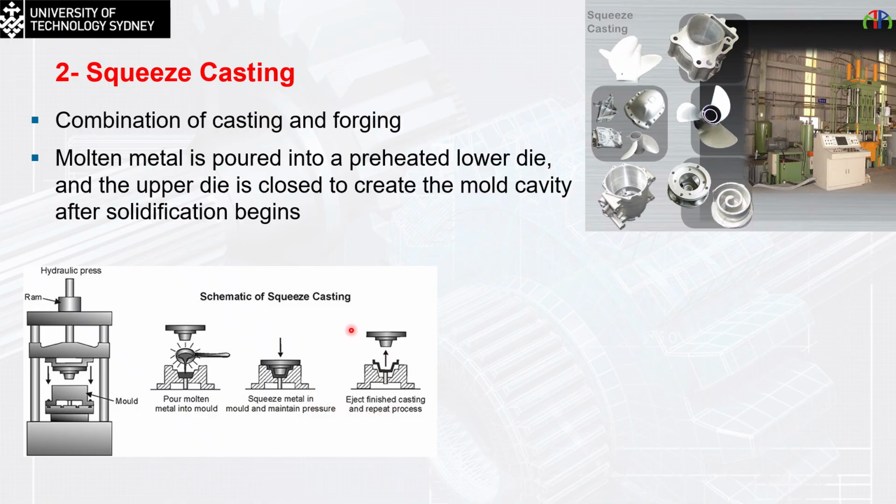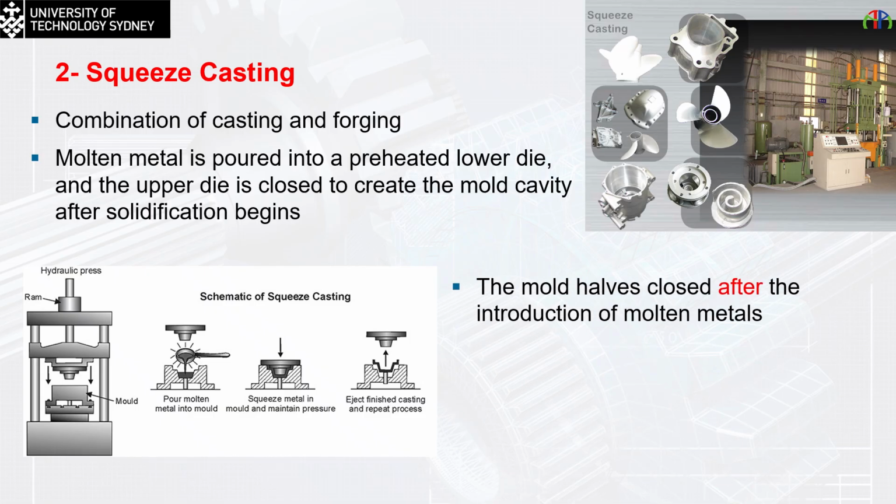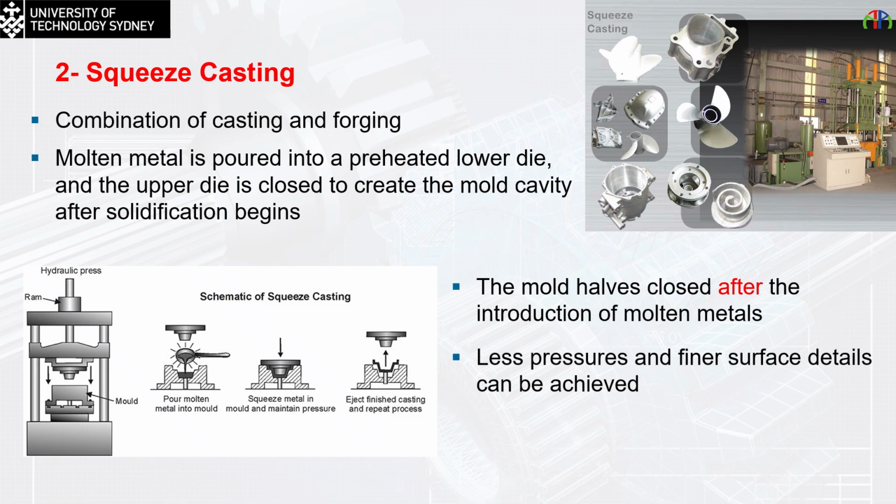Very easy, right? So we have upper and lower die parts, and we squeeze the molten metal in between. The mold halves close after the introduction of the molten metal, as we mentioned earlier, and then less pressure and final surface details can be achieved from this procedure.